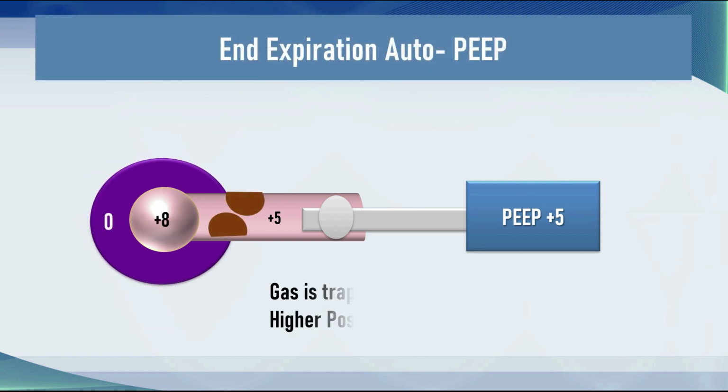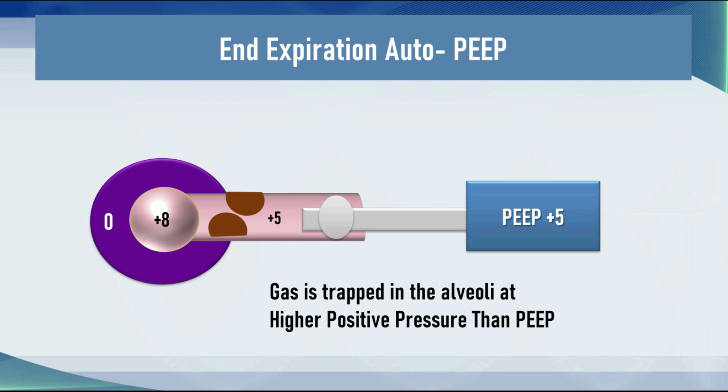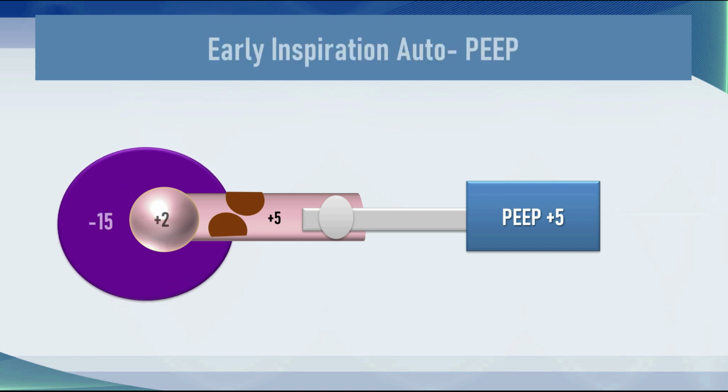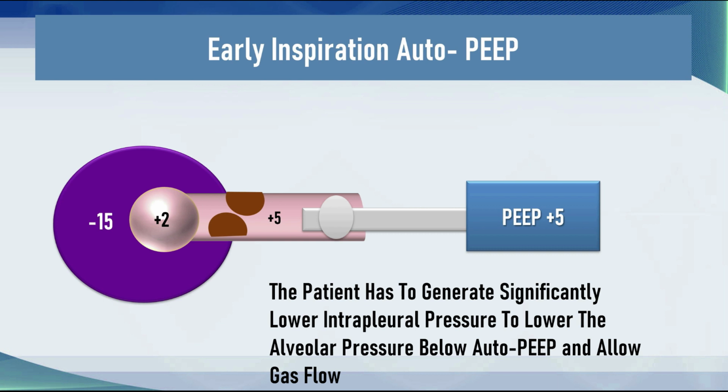However, when there is bronchial obstruction or dynamic airway collapse, positive pressure is trapped in the alveoli at end expiration, and that positive pressure in this case is higher than PEEP. For the patient to trigger the ventilator and move gas into the airway, they need to generate significantly lower interpleural pressures to lower the alveolar pressure from the Auto-PEEP level below the PEEP level so that gas will flow. The patient will look like they are gasping and they rapidly become exhausted.